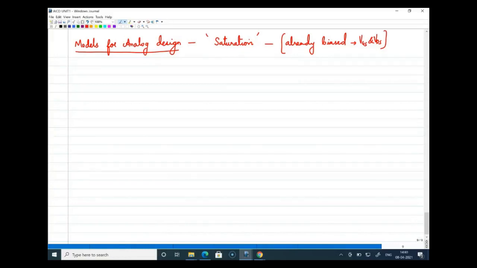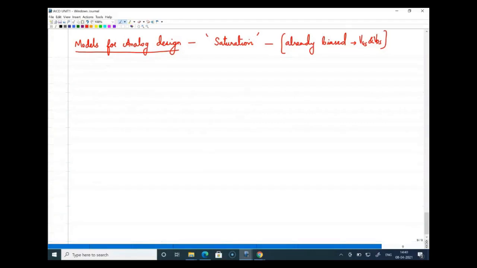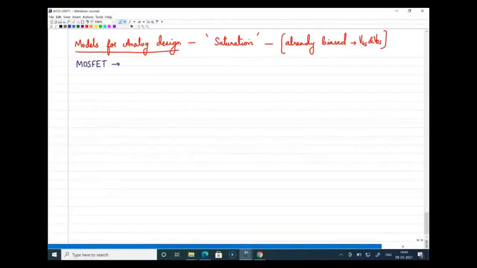Now, probably I asked this question yesterday also. Why do we need a model? Or what do we exactly do by drawing a model for a MOSFET? Any answers for that?